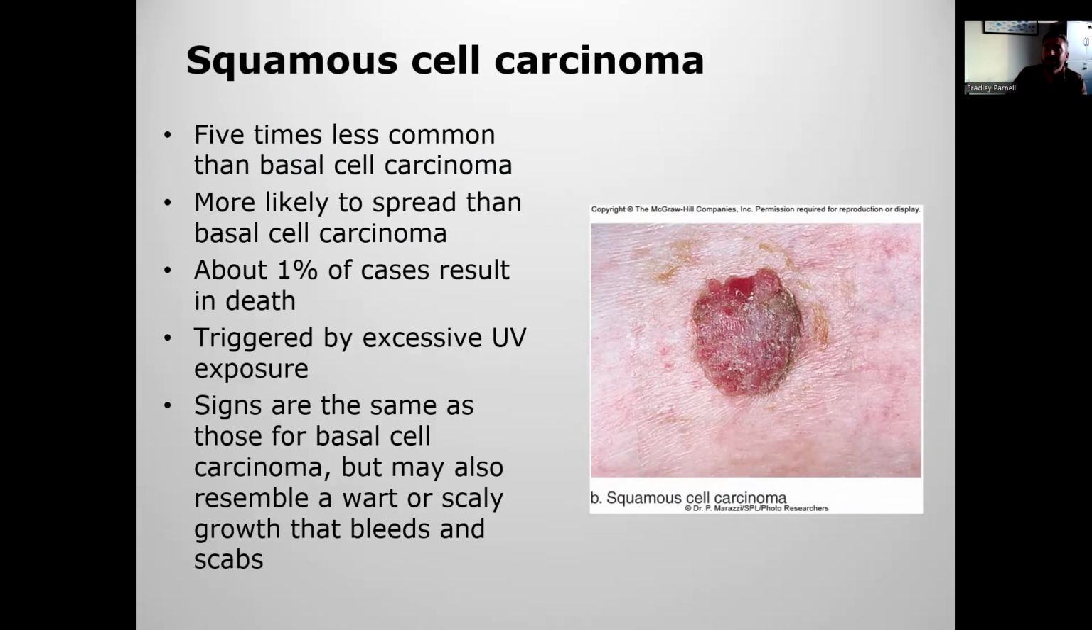Squamous cell carcinoma is a little more aggressive type of cancer. It's also triggered by excessive UV radiation, and about 1% of these result in death. It is less common, but more aggressive, meaning that it will spread a little bit quicker. These can still usually be removed by excision, so just cutting it out or removing it, but they need to be caught early before they start to spread deeper.